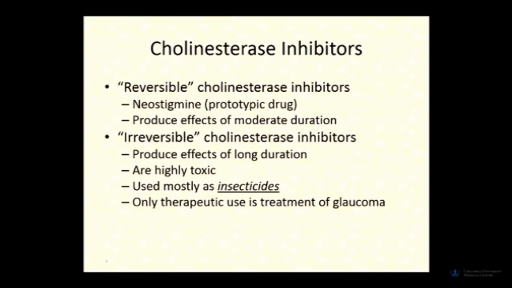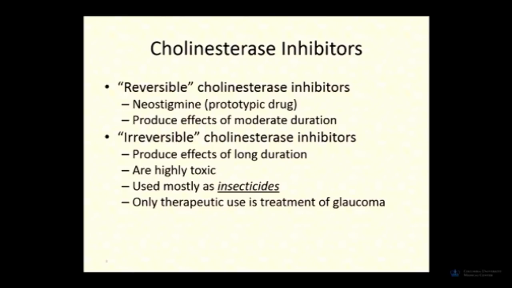Cholinesterase inhibitors have two basic categories: reversible cholinesterase inhibitors and irreversible inhibitors. The reversible inhibitors are competitive in nature. They have reversible action; some have a short acting life, some have a longer acting life. The prototypic drug for these reversible cholinesterase inhibitors is neostigmine, which produces an effect that has a moderate duration.